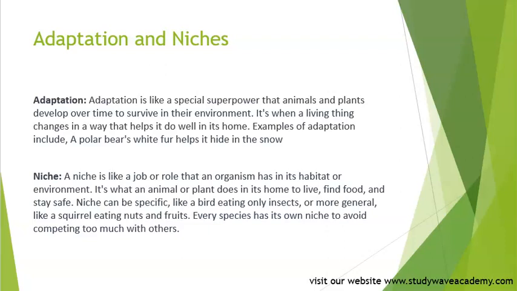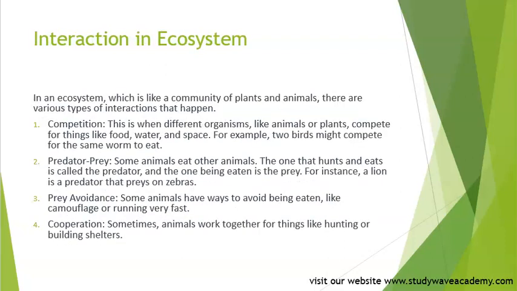The interaction in the ecosystem. In an ecosystem, which is like a community for plants and animals, there are various types of interaction that happen. We have competition. This is when different organisms like animals or plants compete for things like food, water, and space. For example, two birds might compete for the same worm to eat. So competition is an interaction in the ecosystem.